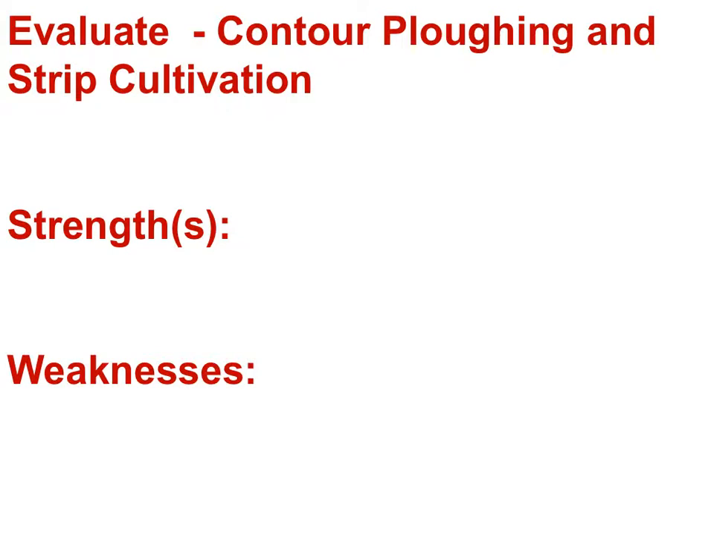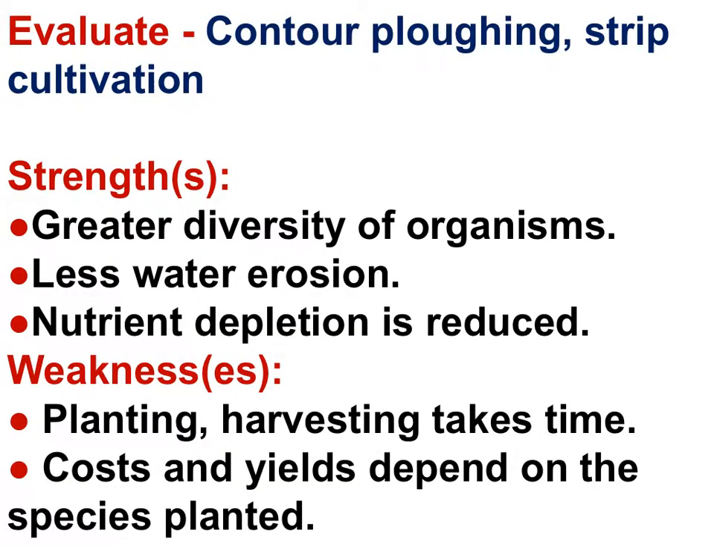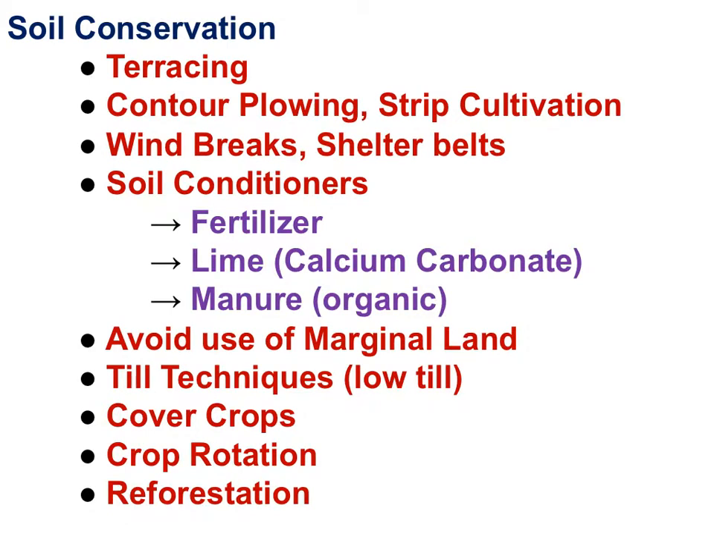One thing to note is that the techniques of contour plowing and strip cultivation can be employed by commercial farm systems or subsistence farm systems. Here are the strengths and weaknesses of contour plowing and strip cultivation. You can stop the movie now and study this slide on your own. Remember, I'm following this outline and I'm about to talk about windbreaks and shelter belts.